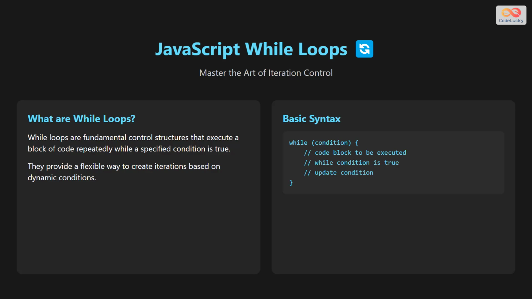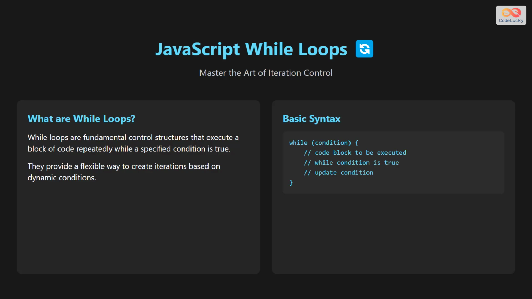Welcome to the world of JavaScript while loops. In this video, we will be mastering the art of iteration control. While loops are fundamental control structures that execute a block of code repeatedly, while a specified condition is true. They provide a flexible way to create iterations based on dynamic conditions.